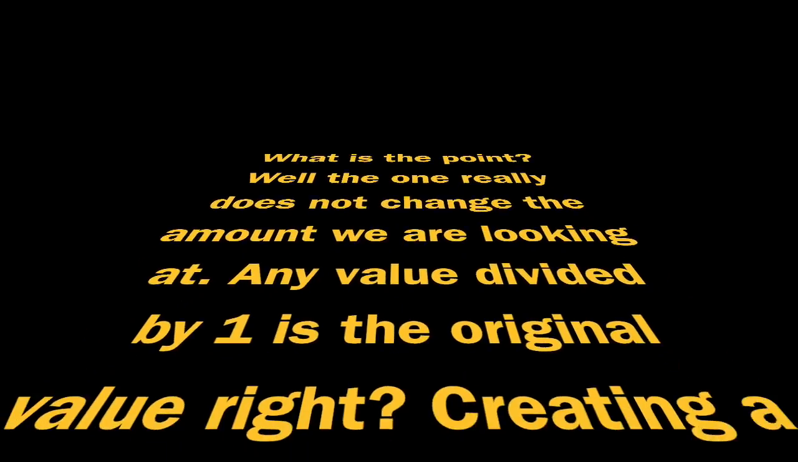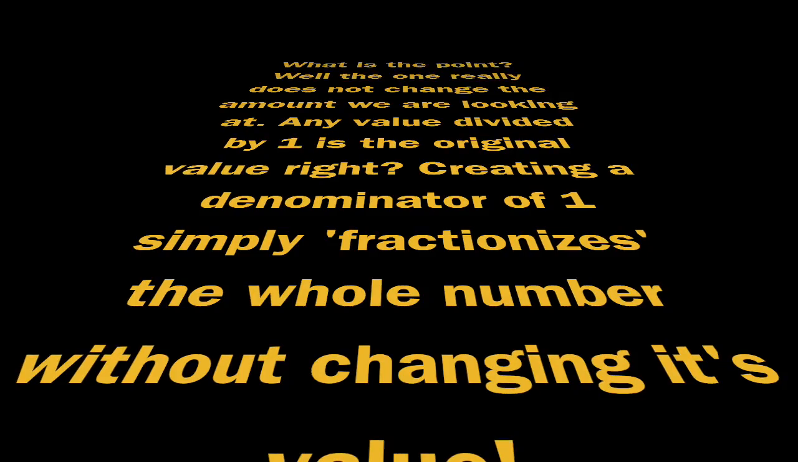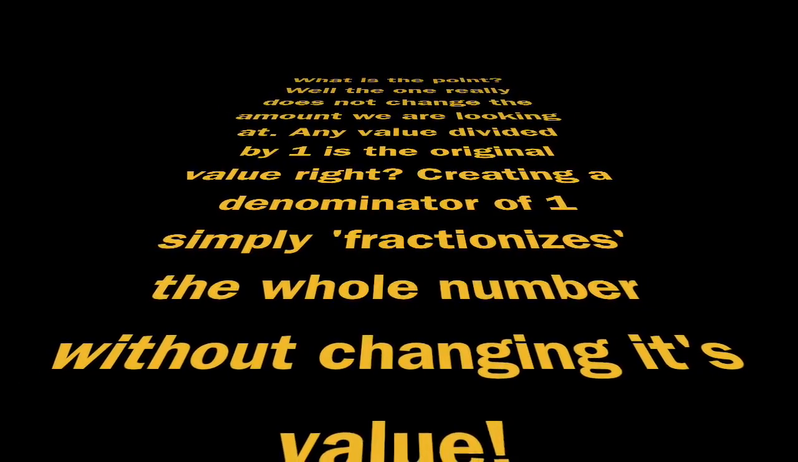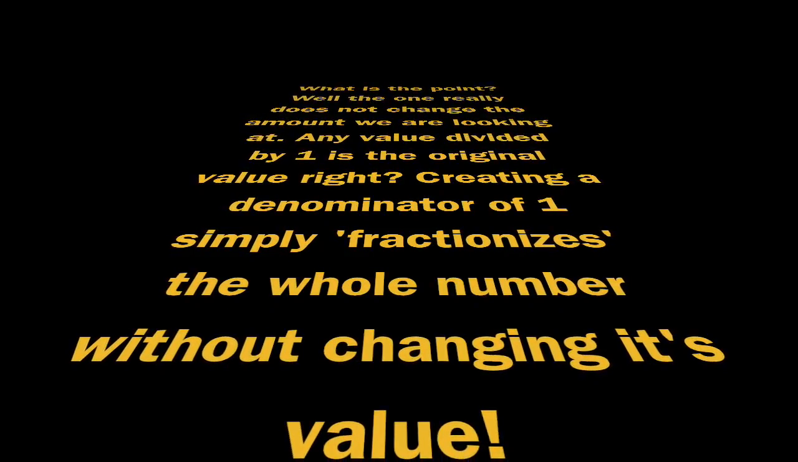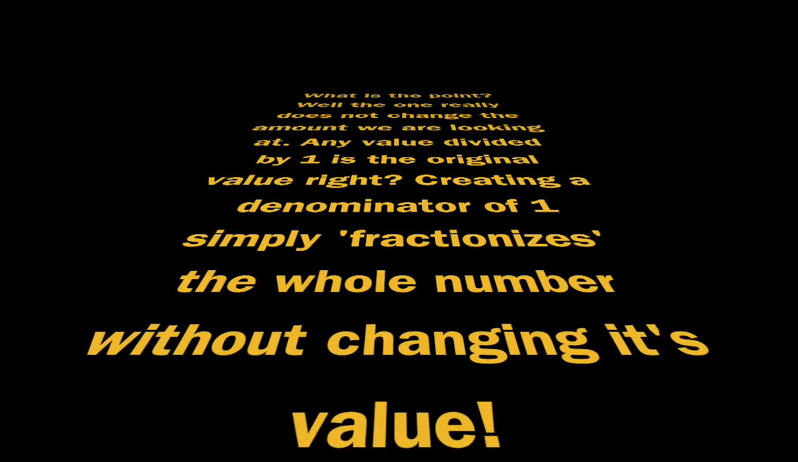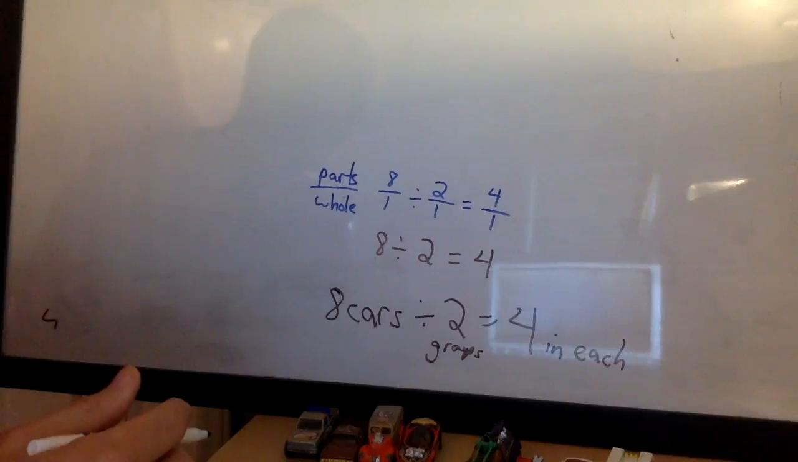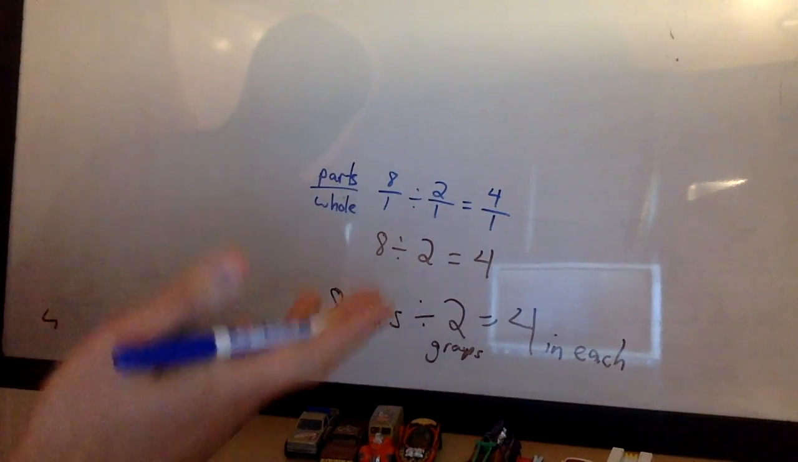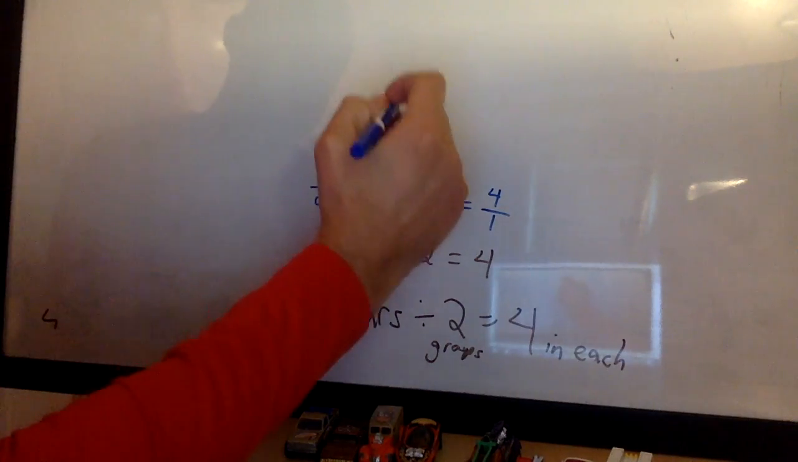Now, what does that 1 really mean? What is the point? Well, the 1 really does not change the amount we are looking at. Any value divided by 1 is the original value, right? Creating a denominator of 1 simply fractionizes the whole number without changing its value. I can kind of see that this makes some sense. Hopefully, you're seeing that it makes some kind of sense. Let's look at it now.